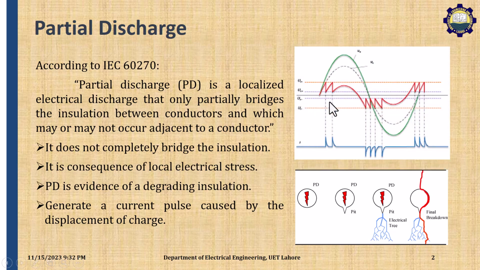So this is a waveform. Here we can say this is the input voltage in green color, and in red is our partial discharge, occurring in the initial stage of the input voltage, and when it moves towards the negative cycle, here this is also a partial discharge. So this is a simple current pulse of a partial discharge.